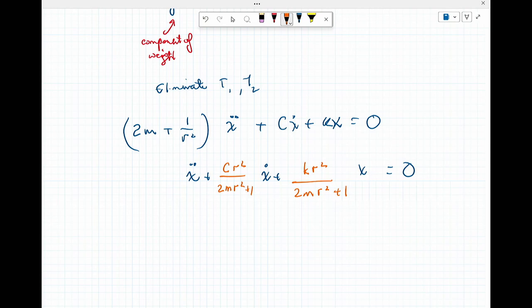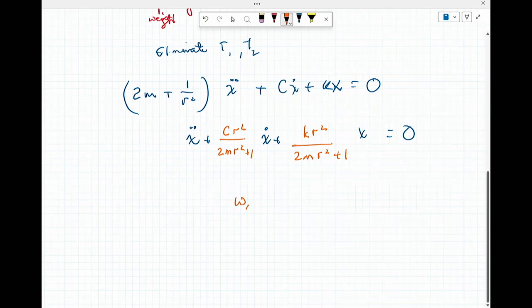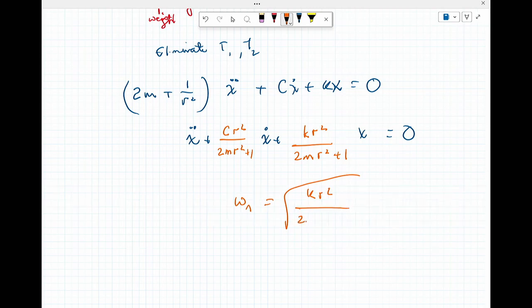Okay, so this is one of the first problems where the natural frequency for the system is not the square root of k over m. In fact, the natural frequency is this thing right here. And if you solve for it, omega n is equal to kr squared over (2m r squared plus 1), and that will equal 3.163 rads per second.